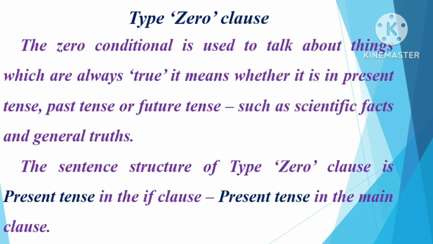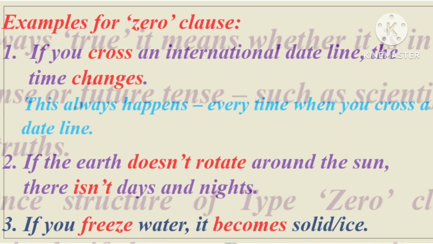The zero conditional is used to talk about things which are always true. It means whether it is in present tense, past tense, or future tense, such as scientific facts and general truths. The sentence structure of the zero clause is present tense in the if clause and present tense in the main clause. Let us see examples for zero clauses.